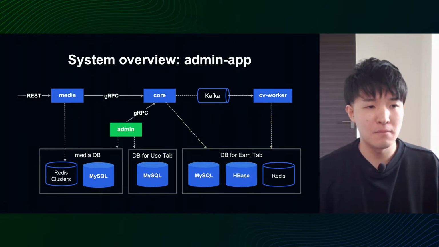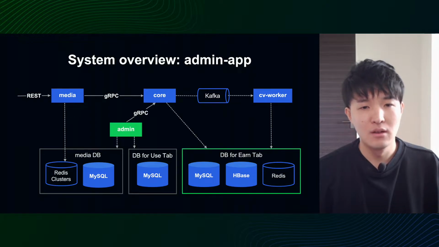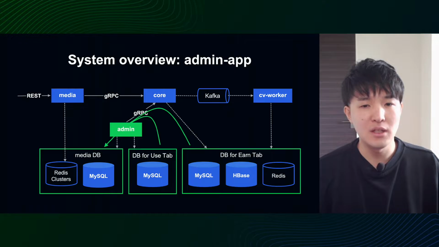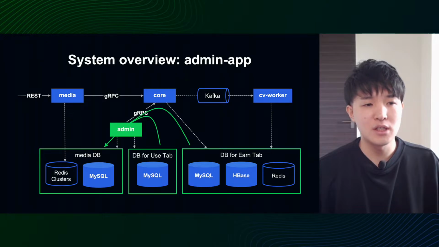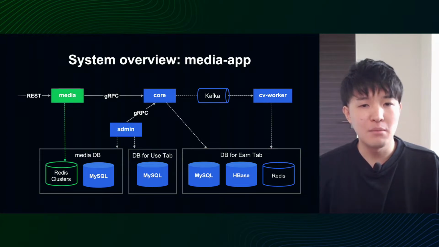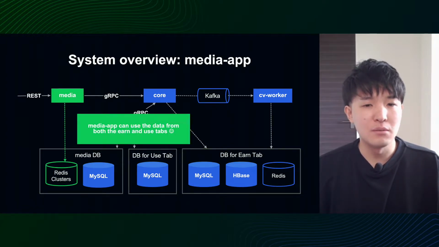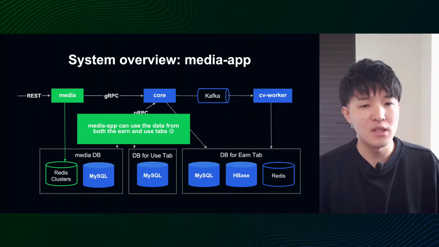This section describes the admin application. The admin application takes the data of the earn tab to be stored in the MediaDB. It also takes the data of the use tab to be stored in the MediaDB. In other words, the MediaDB is a layer that absorbs the difference between the data of the earn tab and the use tab. As a result, the media application is now able to return contents for both earn and use tabs. In thinking about moving the media application to Kubernetes in the future, by connecting only to the Redis cluster, it is highly scalable.